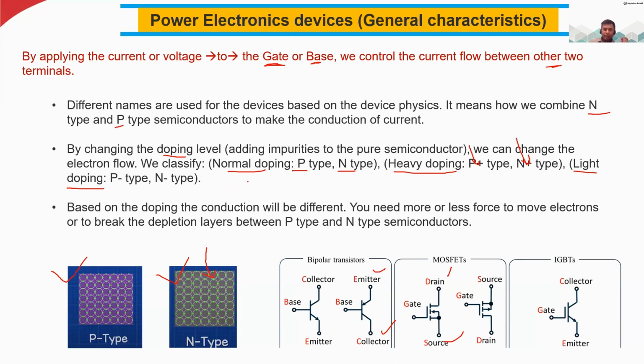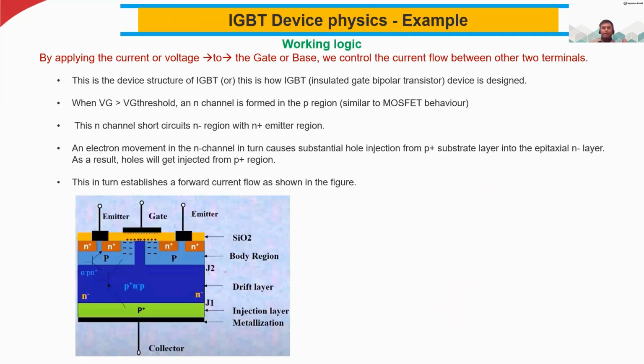Based on these doping levels, the conduction will be different in each device, and also depending on what kind of layers you are using and where you are making the well and so on. You need more or less force to move electrons or to break the depletion layers between P-type and N-type semiconductors. Based on this doping level you need to give the force, because the depletion layer will vary. I will explain again one more time here.